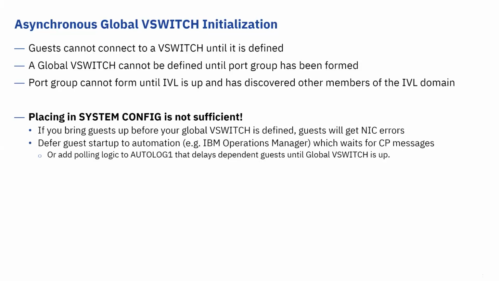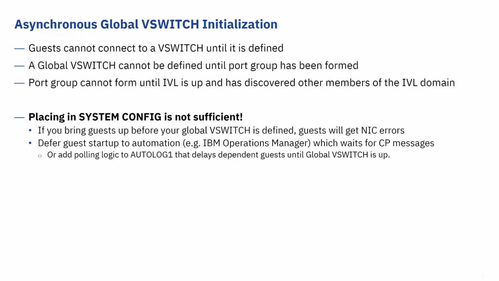What you need to do is make sure that the guests do not start until messages are issued which indicate that it's ready. If you've got some automation software, any guest that's dependent on the vSwitch, you get its startup out of Autolog 1, Autolog 2. You get that out of there, and you make it the responsibility of your automation software. When it sees the message that says IVL is up, and the messages that say the vSwitch is defined, at that point you can bring up the guest.